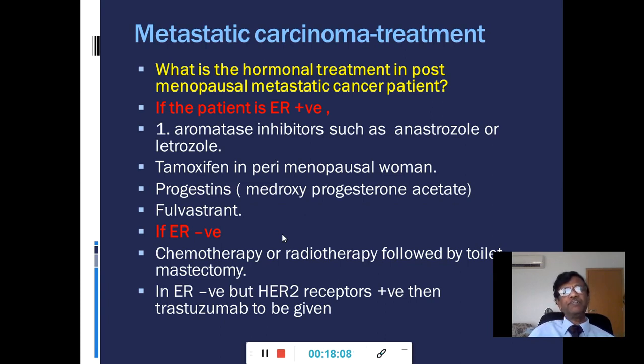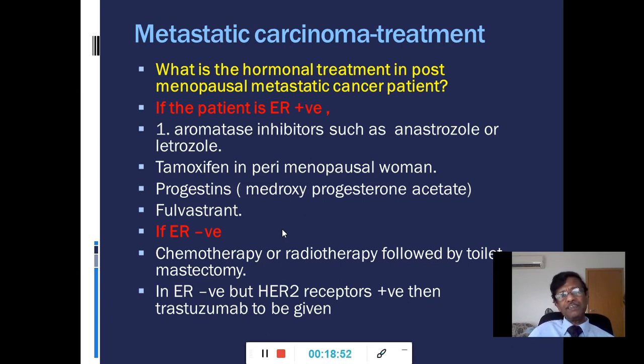Right. If the patient is ER positive, we can divide like this. Here we cannot give tamoxifen in all the patients. That is what I told you. So aromatase inhibitors become the first choice of drugs, such as anastrozole and letrozole. And tamoxifen can also be tried in a perimenopausal woman if the patient is unable to tolerate the aromatase inhibitor. The progestin medroxyprogesterone acetate and fulvestrant are also tried in cases of ER positive postmenopausal women.